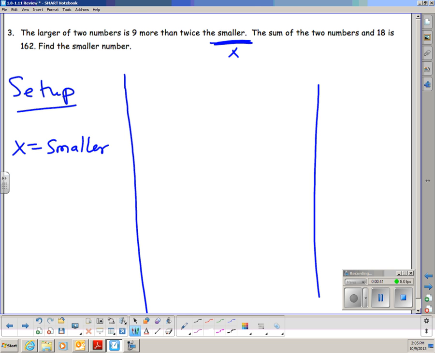The larger of the two numbers is 9 more than twice the smaller. So 9 more than, I'm going to add 9 to twice the smaller, or twice x, or 2 times x, and that is the larger. So now we have it all translated out.